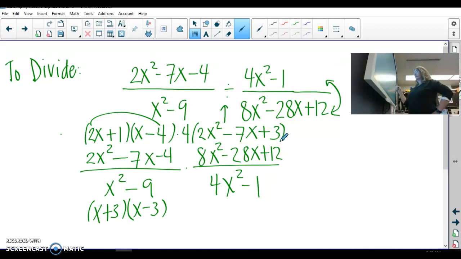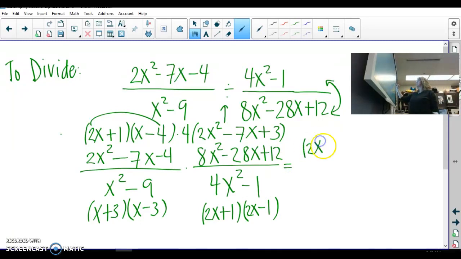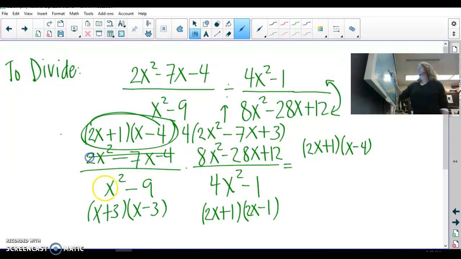In the denominator here, again, I have a difference of squares. It looks a little bit different than the one on the left, but it's because of the 4 in the front. But it's still going to factor into the square root of 4x squared, which is 2x, and then plus or minus the square root of 1, which is 1. Okay, so now let's write this out. I have 2x plus 1, times x minus 4. Last time we crossed these out as we went; you can put a line through it, but still be able to read it, just so you know that it's been factored.